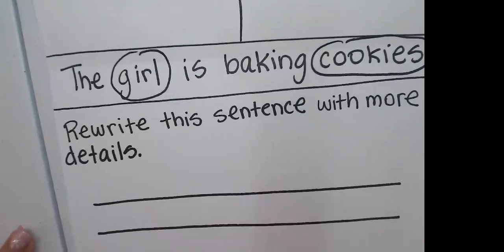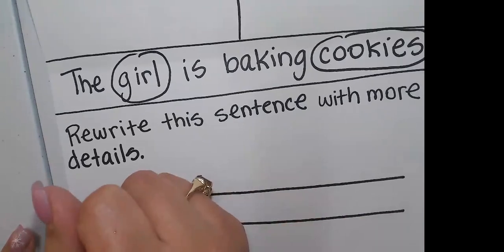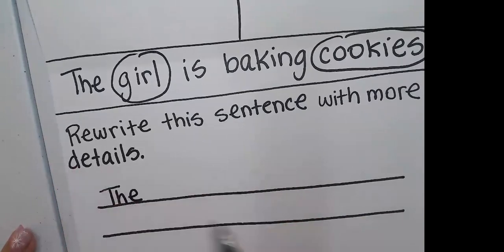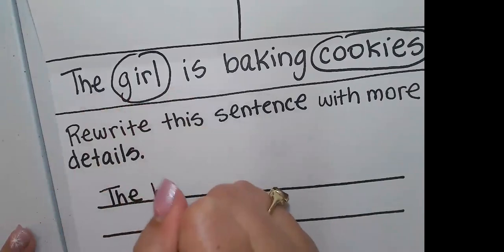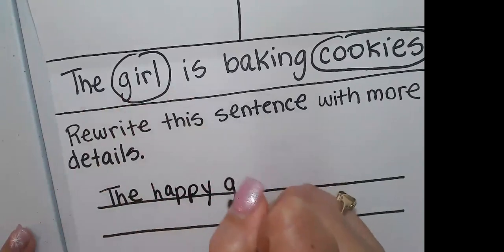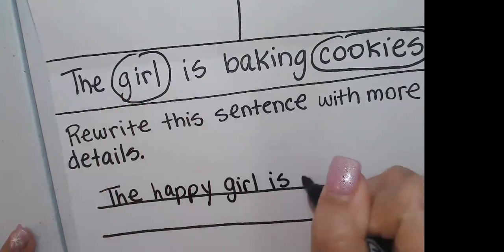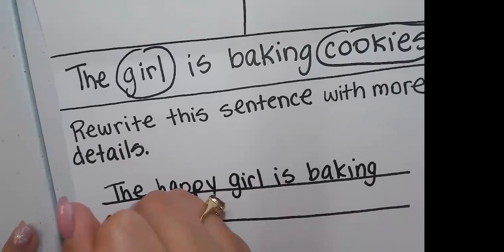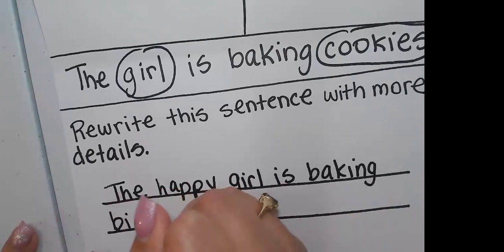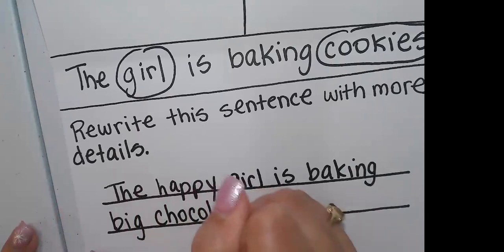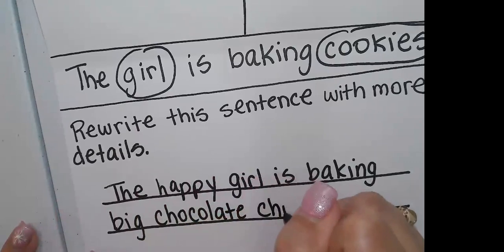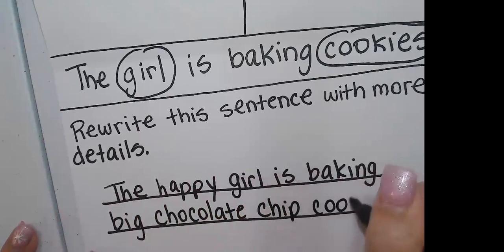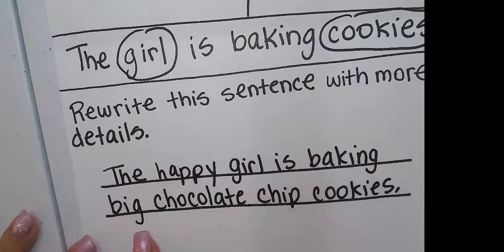Okay, perfect. I'm gonna go ahead and write mine. I'm gonna change content to happy. I'm gonna say the happy girl is baking big chocolate chip cookies. The happy girl is baking big chocolate chip cookies. I'm gonna put a comma there.